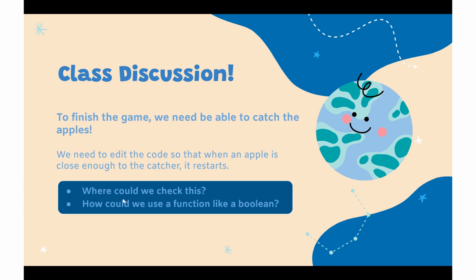Where could we check this? And how can we use a function like a Boolean? These are key questions that will relate a lot to this lesson.